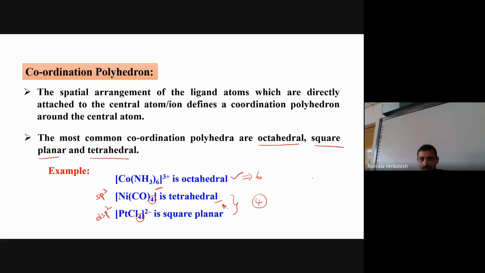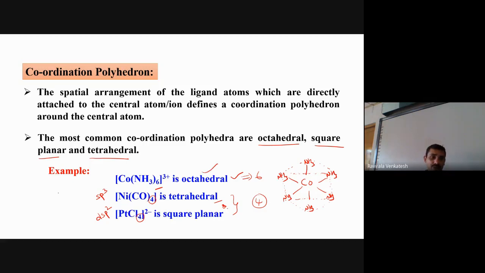For example, observe here: cobalt, ammonia. Here also ammonia. I have taken 6 ligands now. Definitely I should get this structure, octahedral. Let me see whether octahedral is obtained or not. You will get octahedral structures. In this way you are getting octahedral. This is the spatial arrangement of this structure.